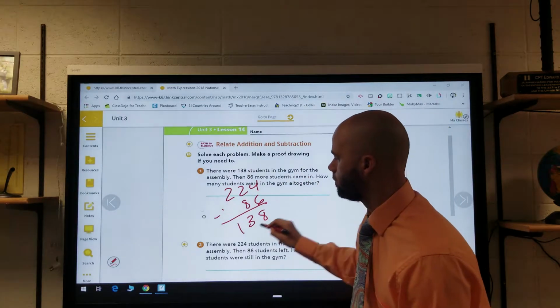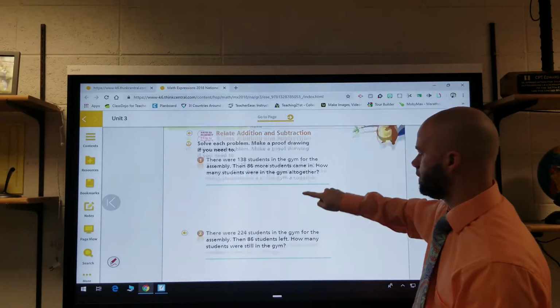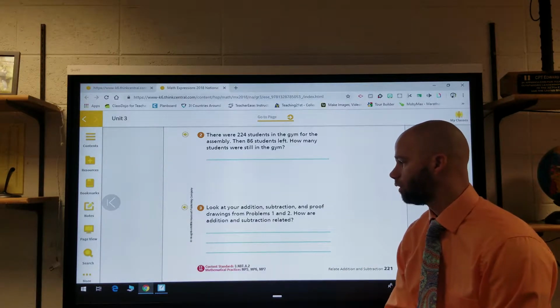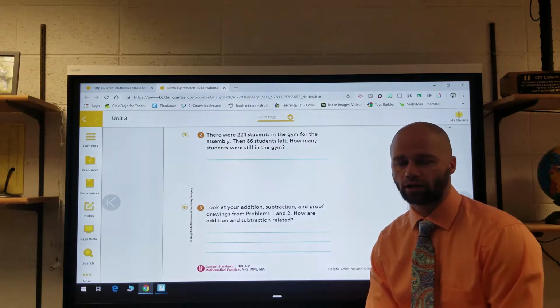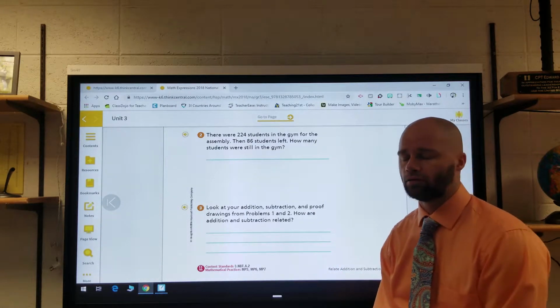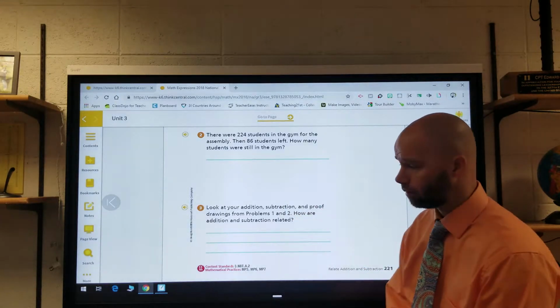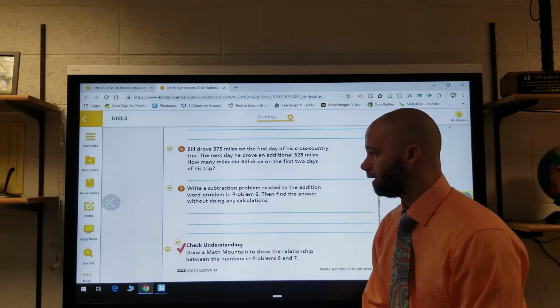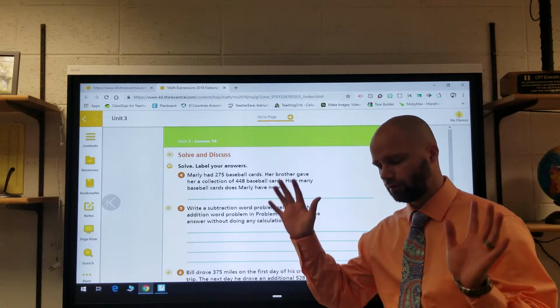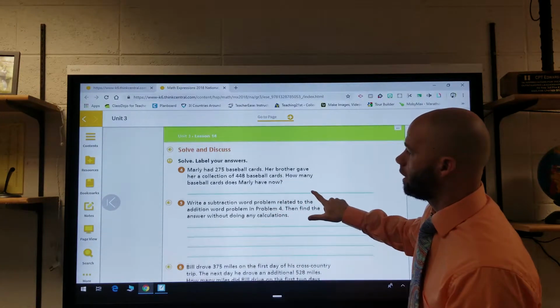So that should help you answer number 3 at the bottom. Look at your addition, subtraction, and proof drawings from problems 1 and 2. How are addition and subtraction related? So I'm going to kind of let you answer that. I gave you a pretty good idea on that from those first 2 problems. And now from this point, you don't have to do any more proof drawings. You're welcome.